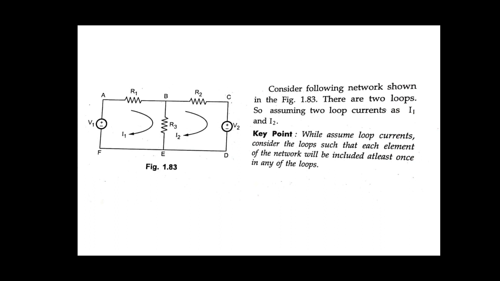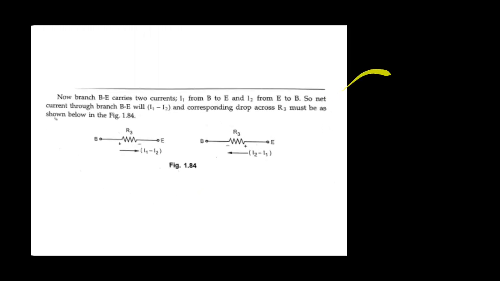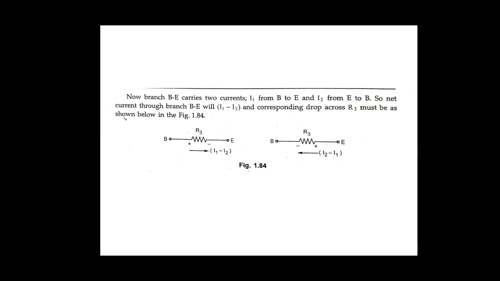So you can consider such loops. Okay, see here once again. R1 is one element, R2 is another element, here V1 and V2 are the voltage sources, and R3 is another element. Now the branch BE carries two currents, that means I1 from B to E and I2 from E to B. So the net current through branch BE will be I1 minus I2, and the corresponding voltage drop across R3 must be as shown in the figure.